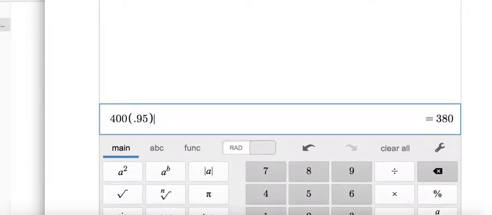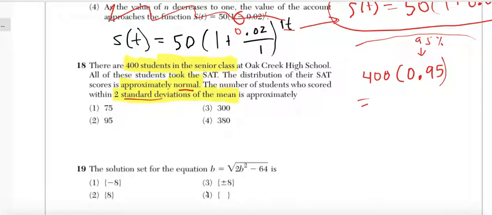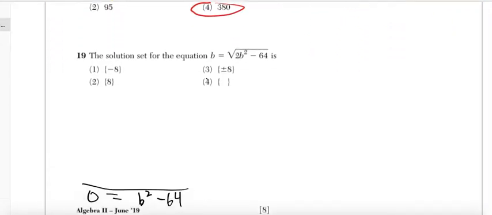Or 0.95, and I get 380. So that was a pretty simple question. If you know your normal distribution and the fact that 95% of the data in a normal distribution is within 2 standard deviations of the mean, then this question was very easy. Okay, let's go right ahead to number 19.